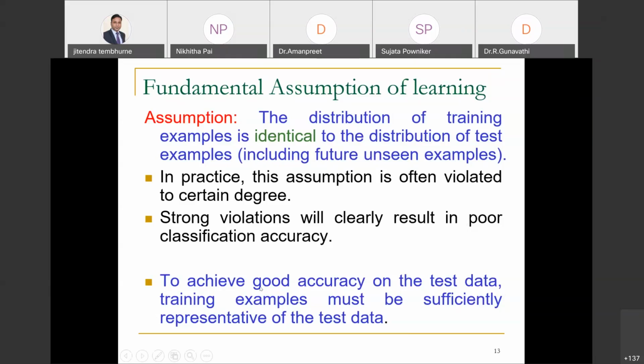So to achieve good accuracy, remember that I am going to measure the accuracy on the test data only. On the training data there is no measurement of accuracy, it is just learning. So training examples must be sufficiently representative of the test data. If the data is not representative, it is of no use, and you will not achieve good accuracy. This is very fundamental and very important.